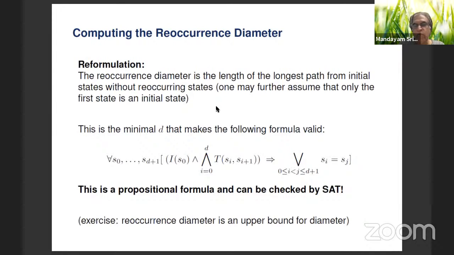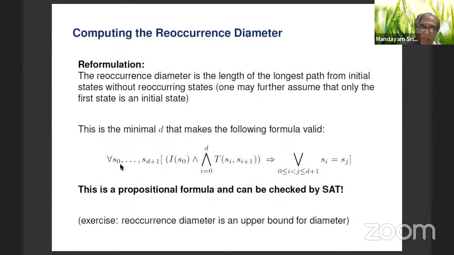So you really have to find the longest path before something reoccurs, which can be expressed as the minimal D that makes this formula valid. It's the minimal D at which, if you consider a path of length D plus 1, something must be repeating in that. That's what it's saying.